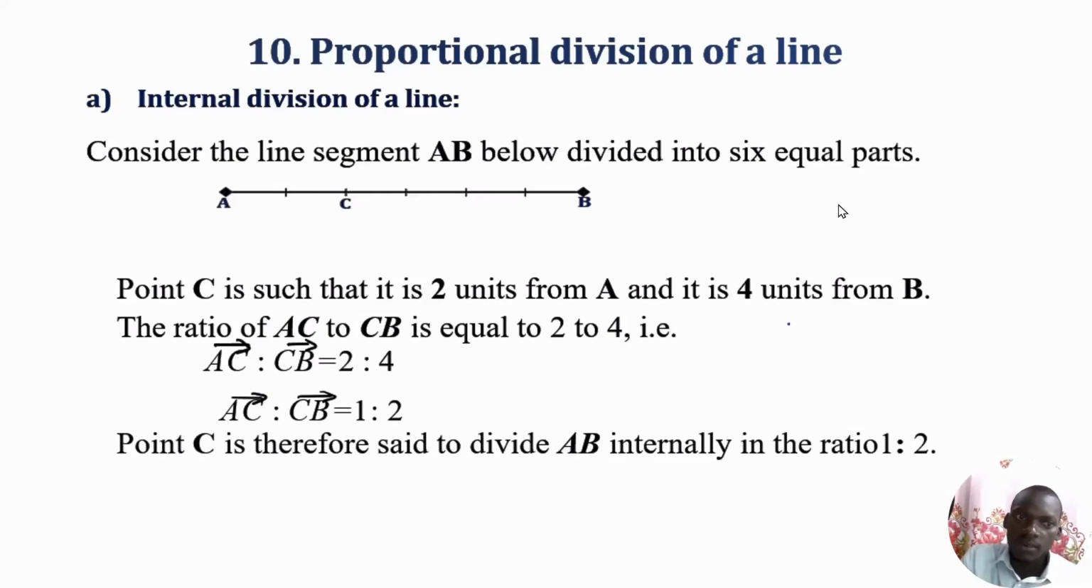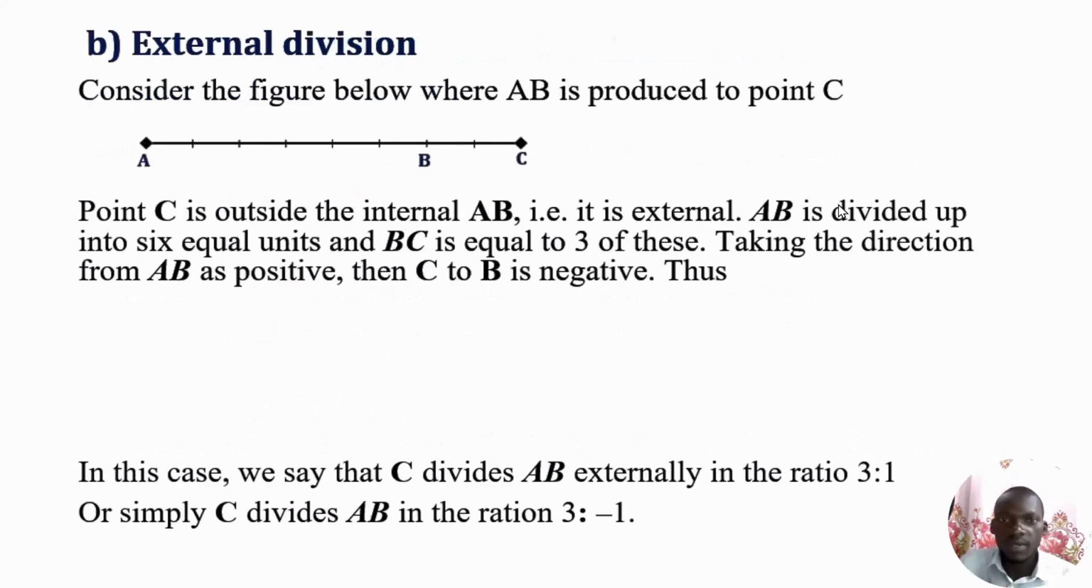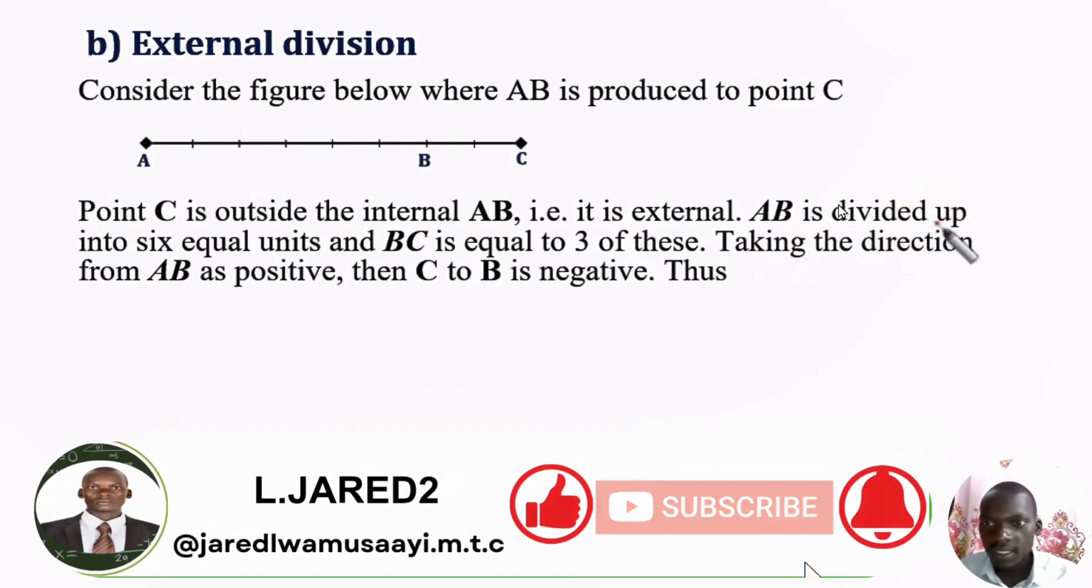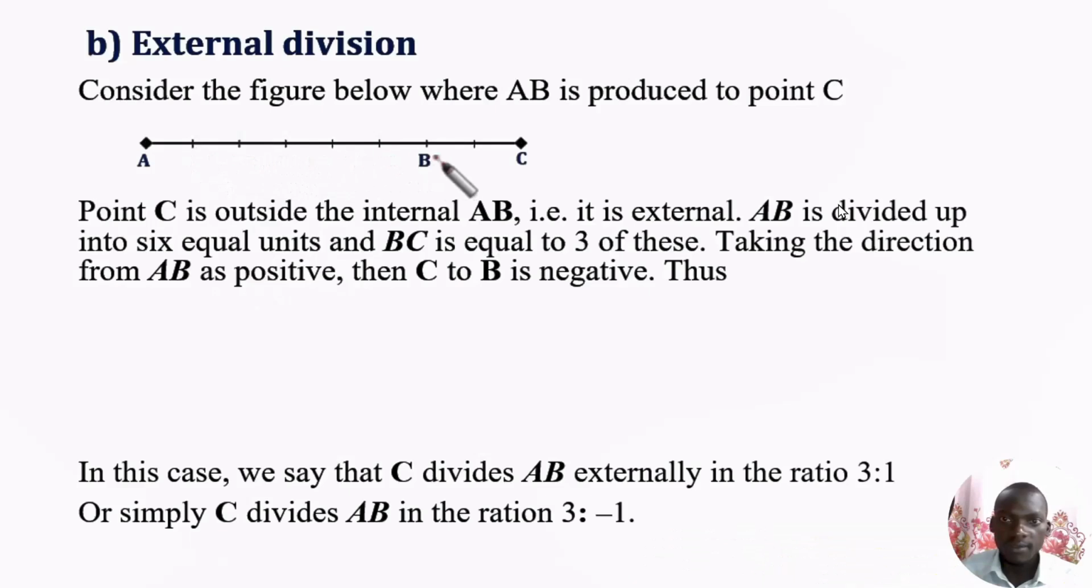Then let's look at when a point divides a line externally. That's part B. We consider the figure below where AB is produced to point C, where point C is obtained by extending the line AB to C. So we are considering point C here, and it is outside the line segment AB. As you can see, it is outside AB, so we say that it is external. AB is divided into 6 equal units, 1, 2, 3, 4, 5, 6, and BC is equal to 3 of those.